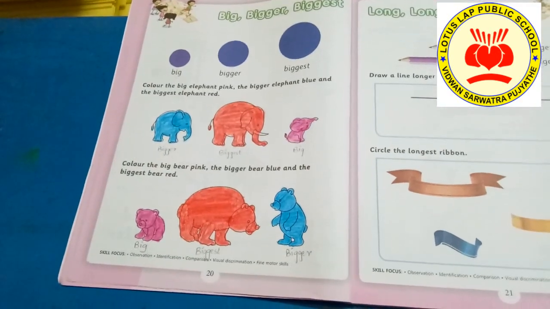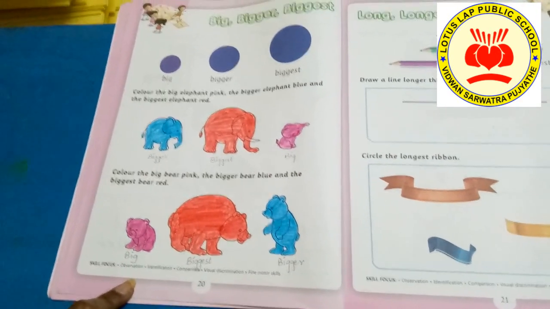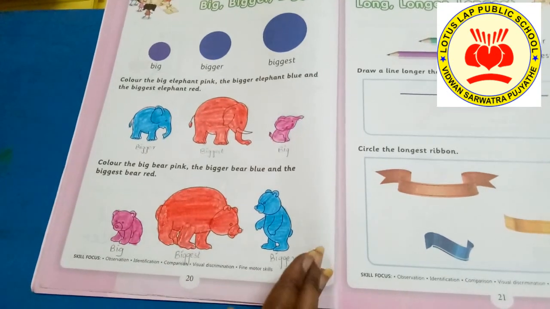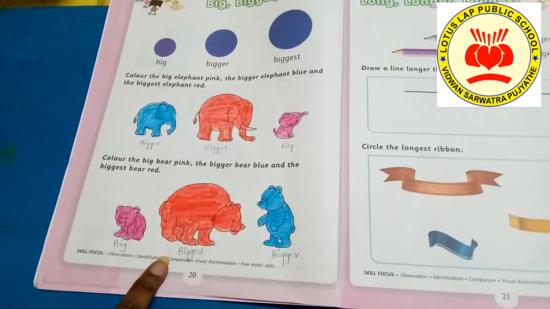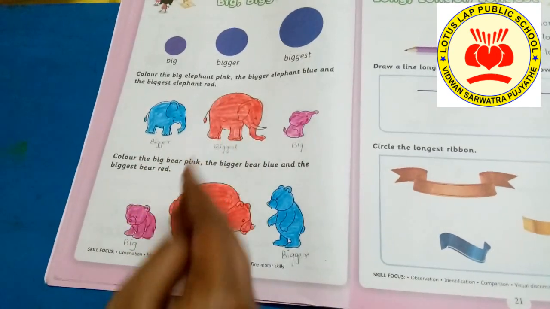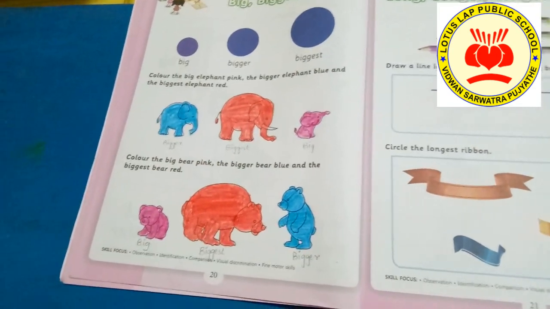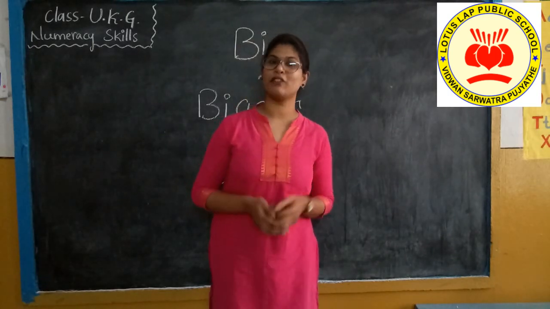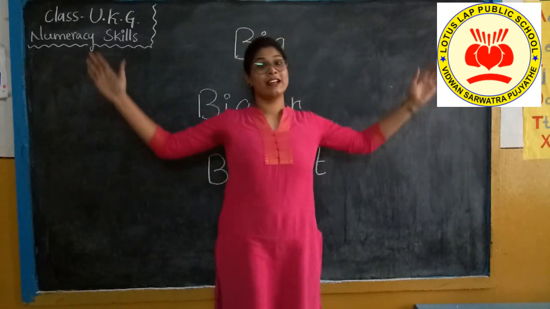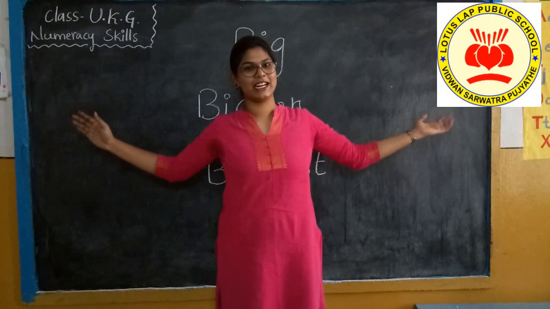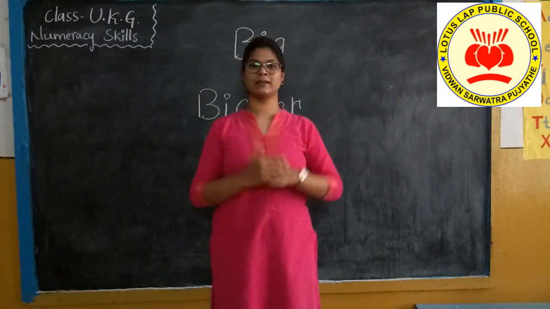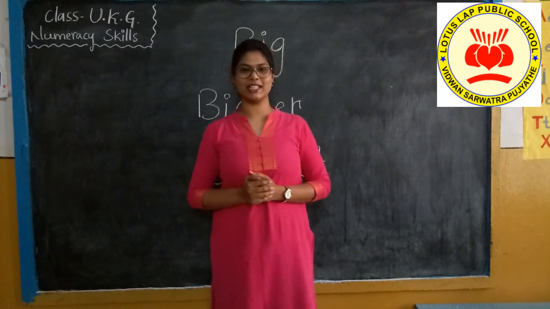So children, we have colored. See, for the big one we have colored pink, bigger blue, biggest red. Both are finished. So children, did you understand the concept of big, bigger, biggest? Let us say one more time. Big, bigger, biggest. Try to practice all this, children.